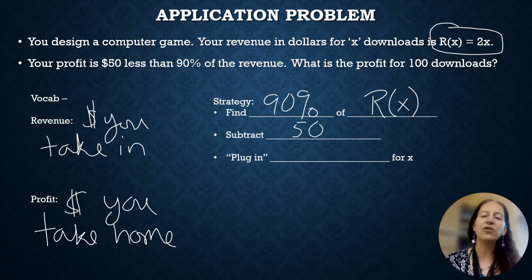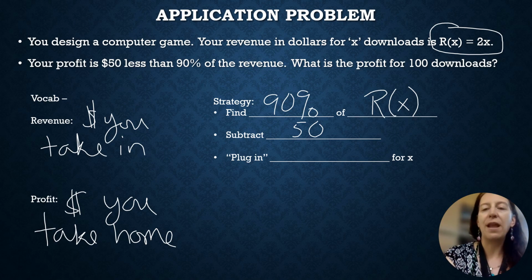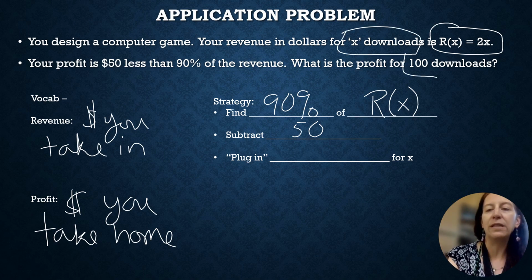Now, the actual question is, what is the profit for 100 downloads? So X is the number of downloads.